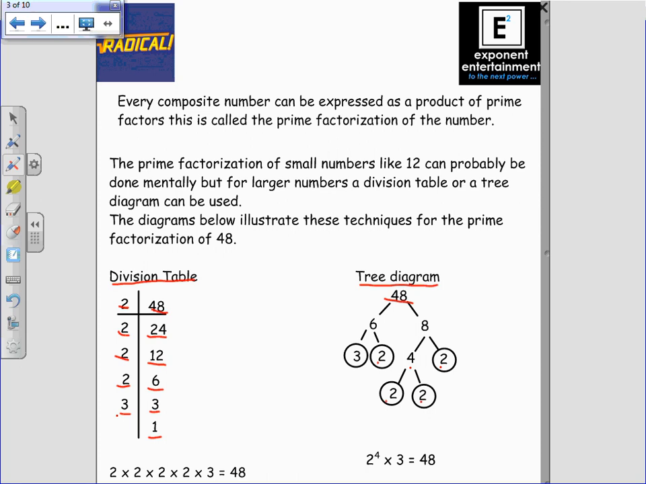What would be the prime factors of 48? Just the prime factors. 2 and 3. So, the only prime factors are the actual numbers. And the product of the prime factors is all of them multiplied together.